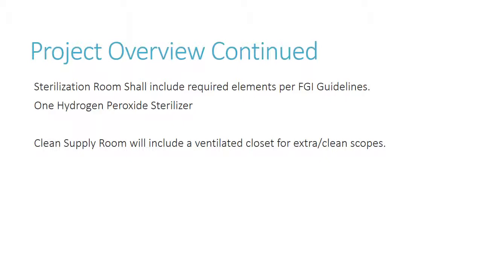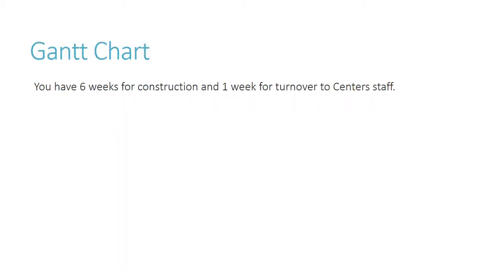Also, the sterilization room shall include required elements per FGI guidelines. It'll have one hydrogen peroxide sterilizer, shared by the rooms, and then the clean supply room will include a ventilated closet for extra or clean scopes. So that's the scope of the project. We can get more questions asked during our first meeting. And if I come up with a few more details between now and when this session starts, I'll add those as well. The Gantt chart: you have 6 weeks for construction and 1 week for turnover to center staff. So that's your schedule. You have 7 weeks.